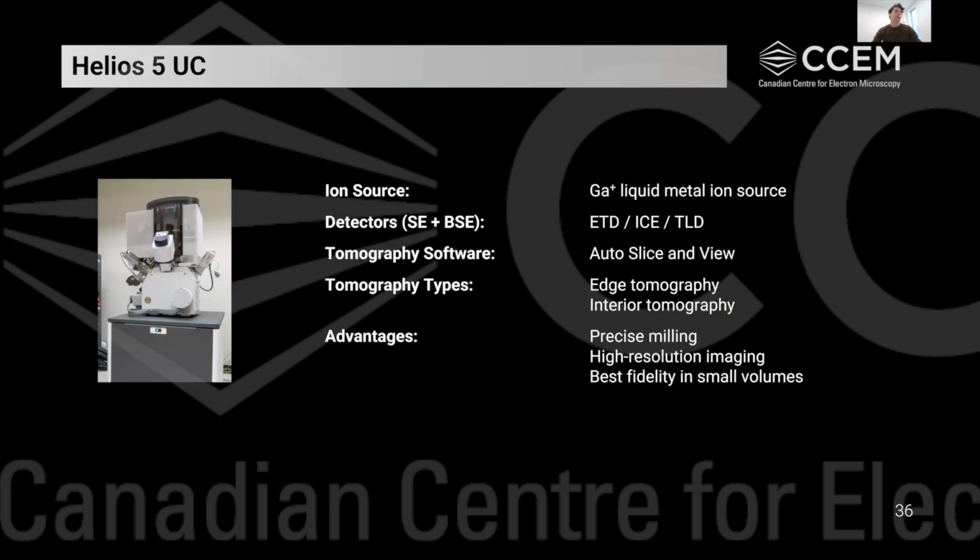And our last microscope is the Helios 5 UC. Again, this is another gallium LMIS source equipped with detectors for secondary and backscatter signal. It also uses AutoSlice-and-View software, and if we want to do edge tomographies with a gallium source, this is the microscope for you. Again, we have precise milling, it's capable of high resolution imaging, and this is going to get us the best fidelity in small volumes if we're using that form of edge tomography.